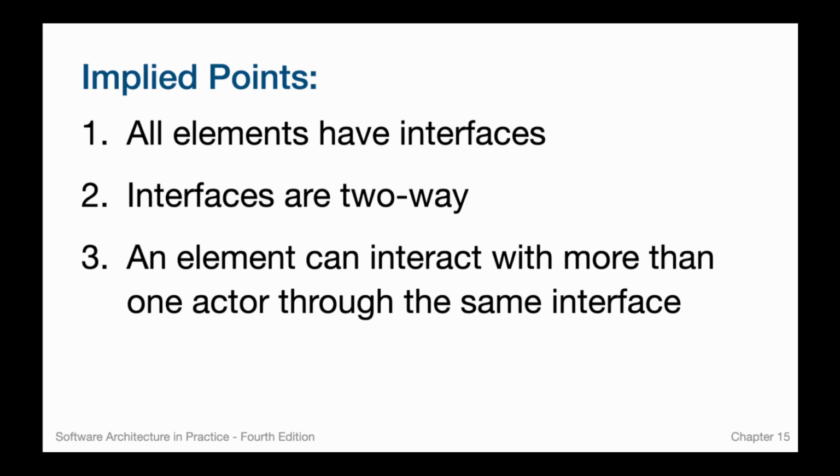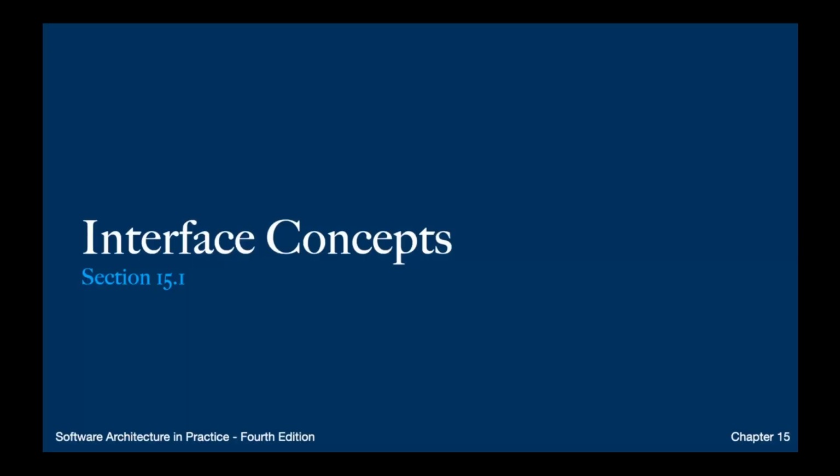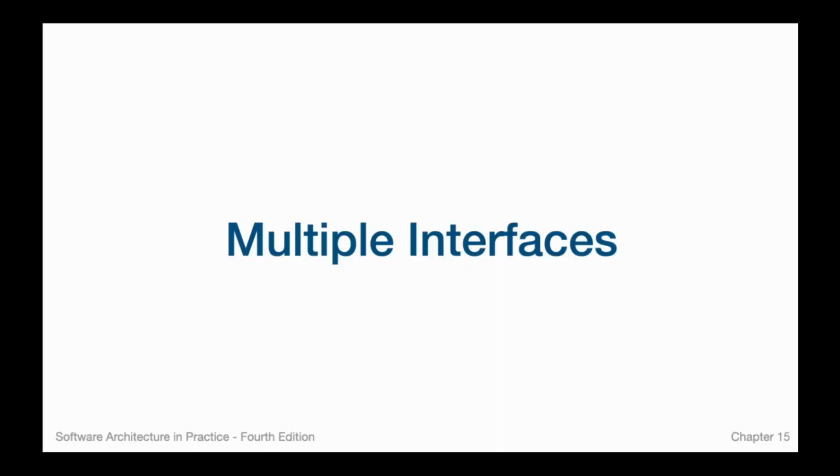And then the other implied point is that an element can interact with more than one actor through the same interface. For example, if you think about a website being hosted on a web server and multiple clients that are pinging that website at the same time or interacting with that website through the same interface. In this section, we're going to talk about the concepts of multiple interfaces. We're going to talk about resources, operations, properties and events, and the evolution of interfaces. Let's start with multiple interfaces.